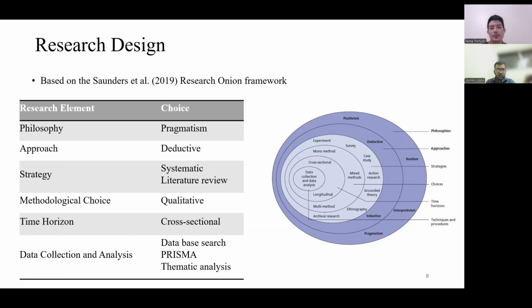The methodological choice we are going to adopt is the qualitative approach, where findings from the selected studies will be analyzed and processed through thematic analysis. The study will adopt a cross-sectional time horizon, because it will mainly focus on the literature published between 2016 and 2025, and not just one point in time. So we are basically squeezing the research articles between 2016 and 2025 or 26.